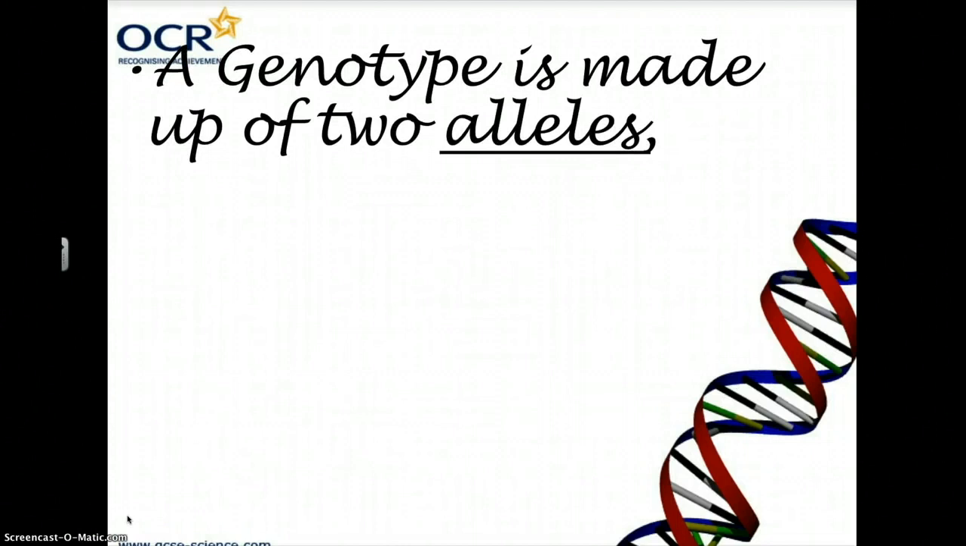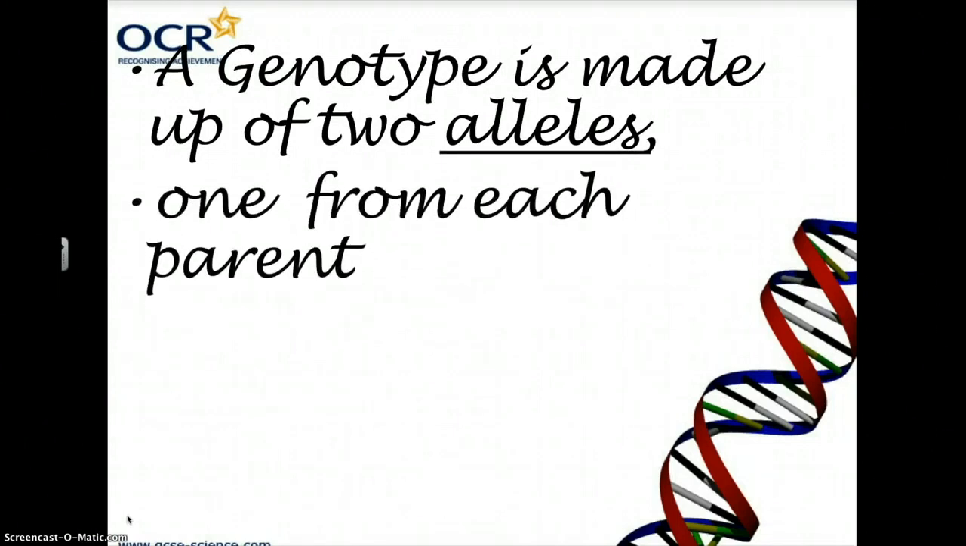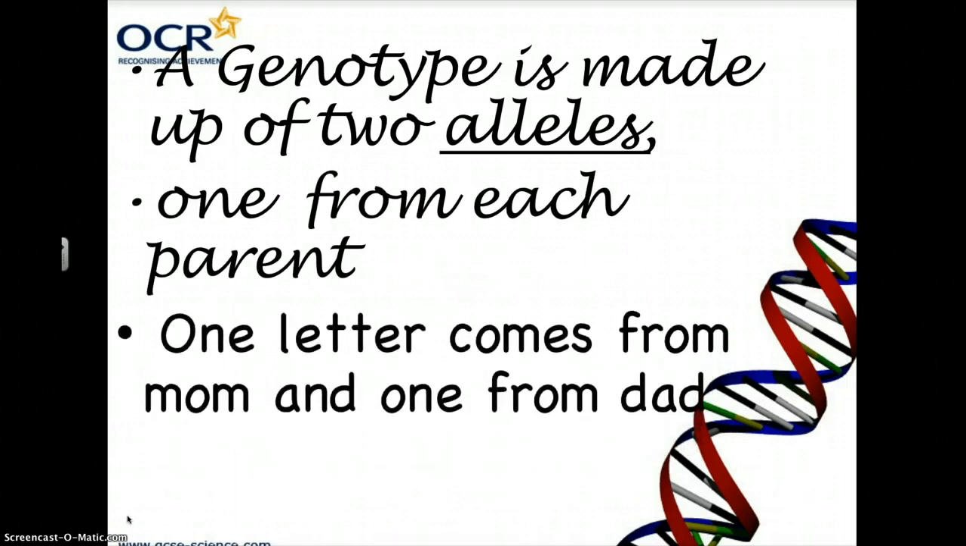A genotype is made up of two alleles, one from each parent. So alleles is the next vocabulary word. Basically, you get one letter from mom and one from dad. Like we just said in the previous slide, a big H and a little h, or a little h and a little h. Each of those letters is called an allele. In that code, one of those letters you got from your mom, one of those letters you got from your dad. For each genotype you have, the reason you have two letters is because you have a mom and a dad who created you, so you got one letter from each of them.